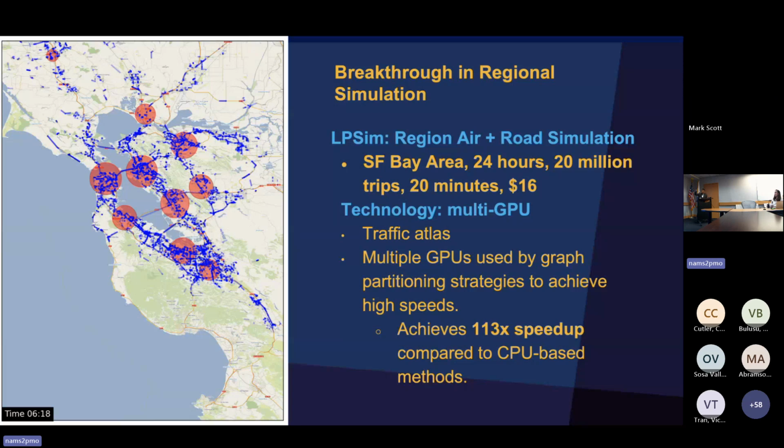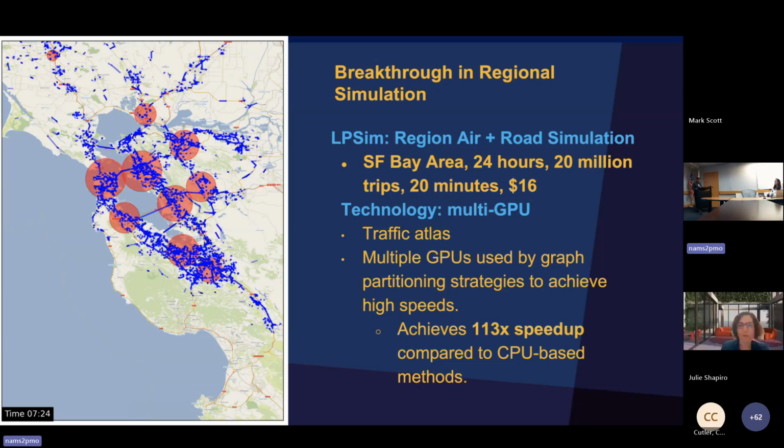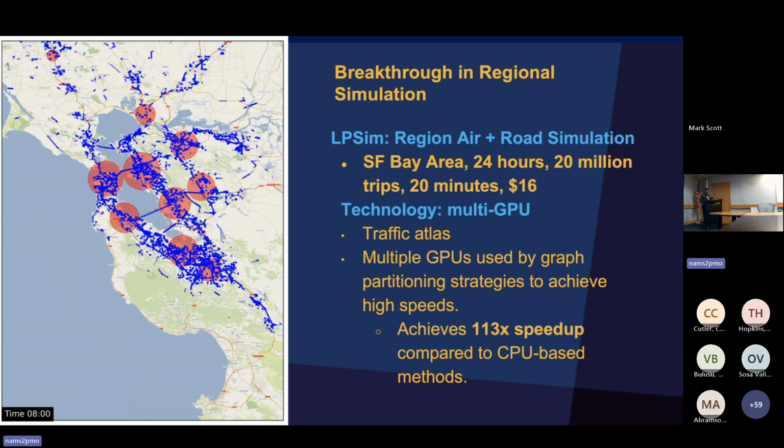So if you want to simulate the whole San Francisco Bay Area, the red circles there are some of the airports, and the blue is showing you the congestion on the roads, and so on. You have to simulate about 20 million trips. And we can do this. That's 24 hours in the Bay Area. We can do this in 20 minutes for $16 in the cloud. That's what every round costs.